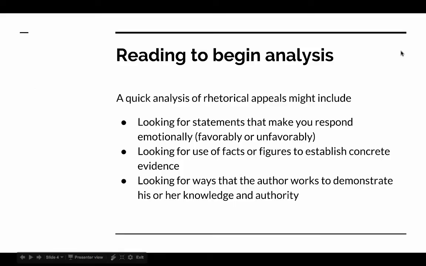Once I've identified the argument, I want to work to begin analysis of that. How is the author trying to persuade me that his or her argument is valuable or valid? How is the author trying to convince me to agree with them? So a quick analysis of the rhetorical appeals that the author is using might include looking for statements that make you respond emotionally, whether that's favorably or unfavorably. Looking for facts or figures that the author uses to establish concrete evidence. And looking for ways that the author works to demonstrate their knowledge or authority on the topic.